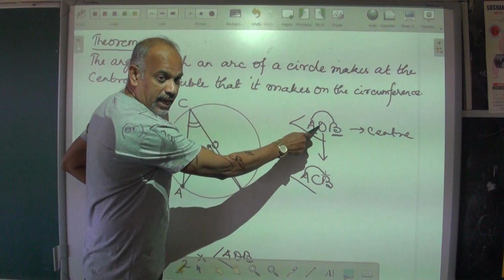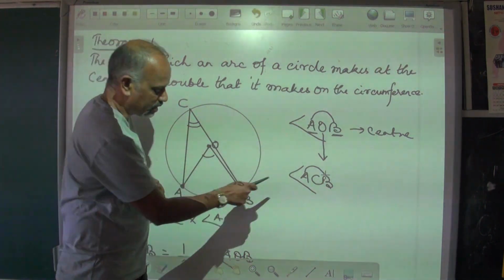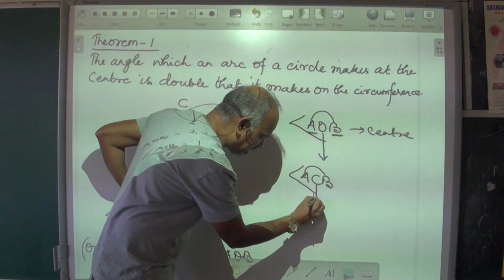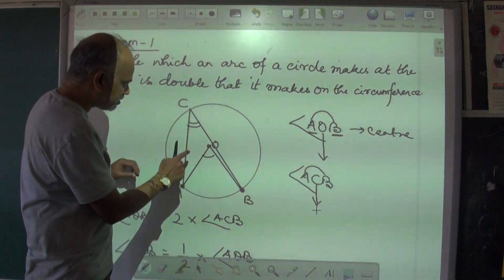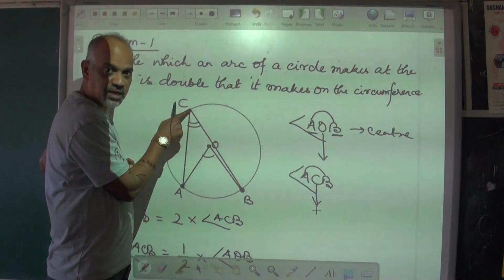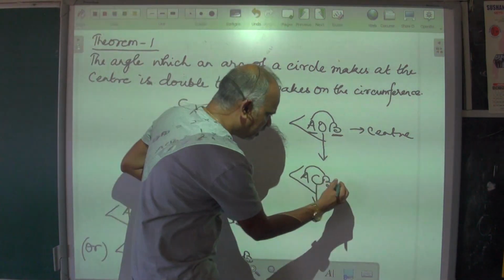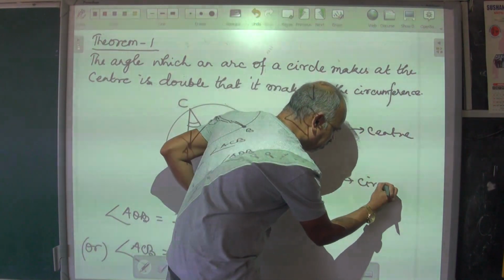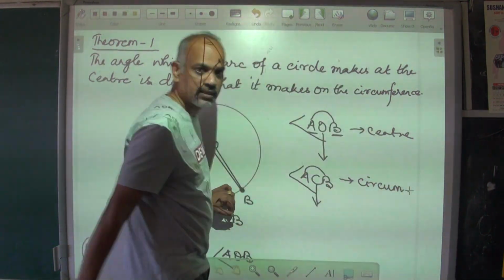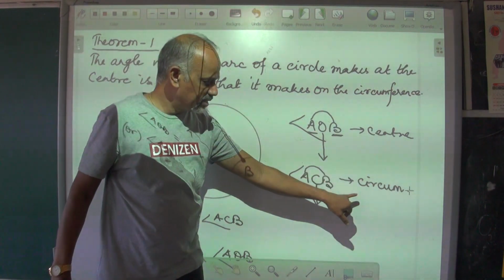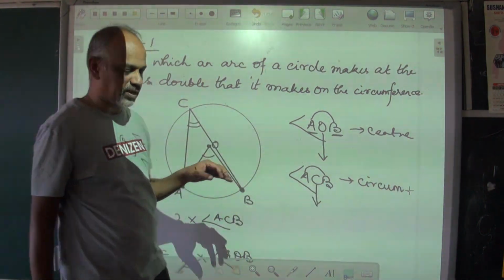This was made at the center, that's O. Now see where this is made. This is made at C. But where is C? C is on the circumference. So this angle is made on the circumference. First one was made at the center, second one is made on the circumference.